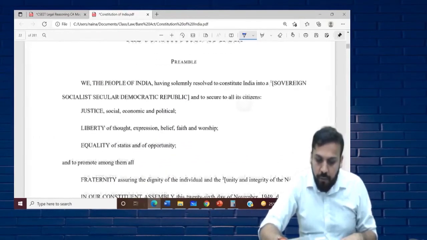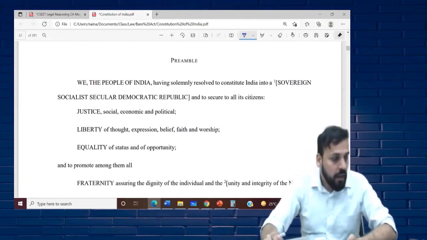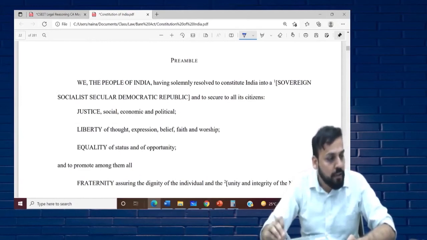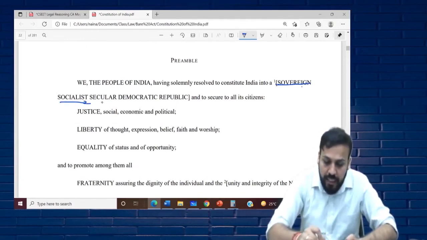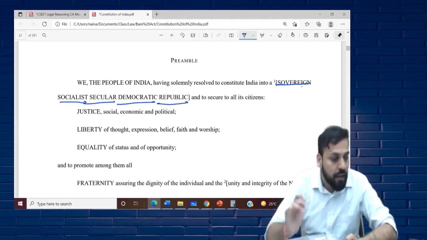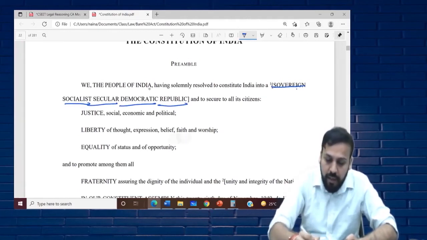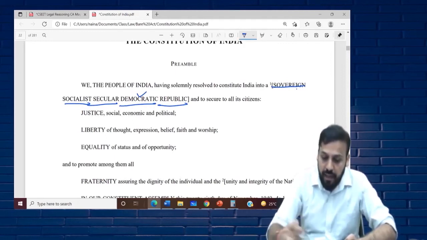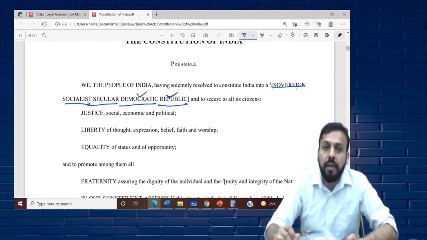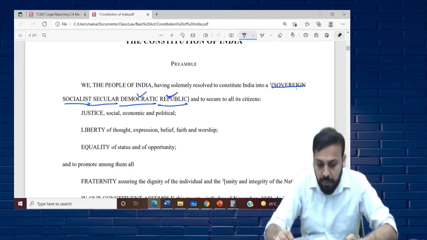Preamble. We, the people of India, have solemnly resolved to constitute India to be a which country? India will be a sovereign socialist country, secular country, democratic country, republic country. Democratic country means no one will lead alone. It is a democracy. Everyone has a right, and the government will be appointed by the public, for the people, by the people, of the people.